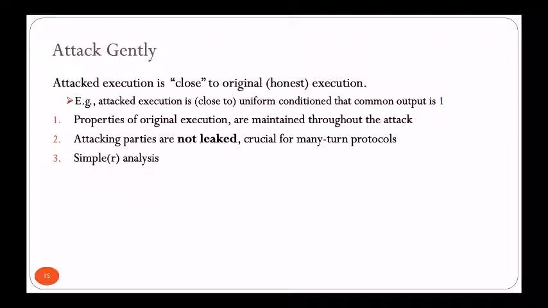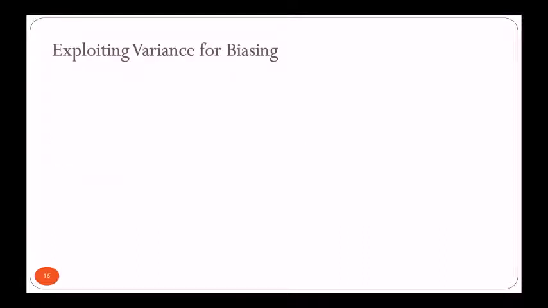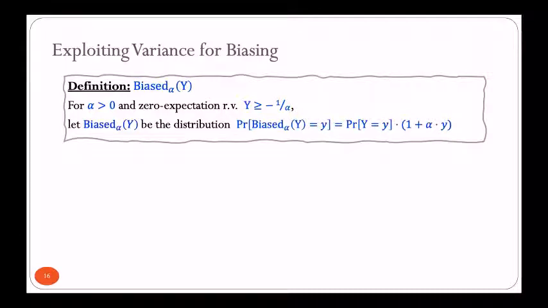Okay. So now I'm going to introduce the most basic tool in our gentle attack. This is a tool that allows us to exploit a variance of a random variable to bias that random variable to have positive expectation. So how are we going to do that? Let's say we have some random variable y, which has expectation 0. This later on will correspond to a jump of the protocol. So we define the alpha biased variant of y. Alpha is just a parameter that specifies by how much we want to bias the protocol. So the larger alpha is, the more biased this random variable is going to be.